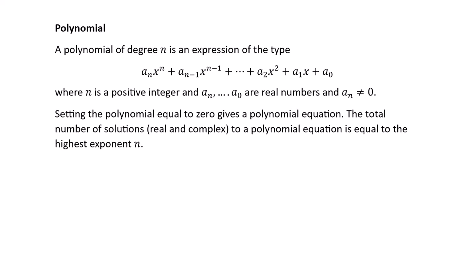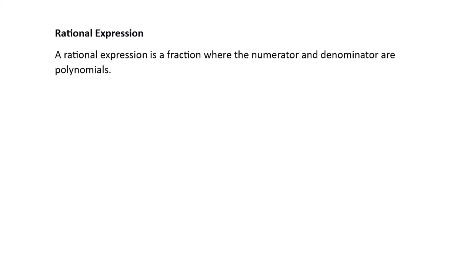Plus a sub 2 x squared plus a sub 1 x to the 1 plus a sub 0, where n is a positive integer, a sub n through a sub 0 are real numbers, and a sub n is not equal to 0. Setting this polynomial equal to 0 gives a polynomial equation. The total number of solutions, real and complex, to a polynomial equation is equal to the highest exponent n.